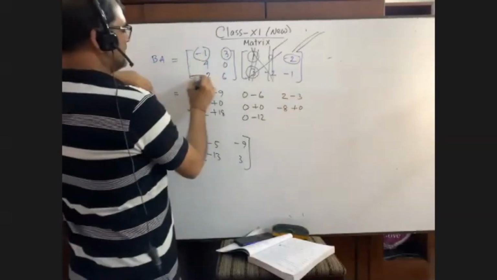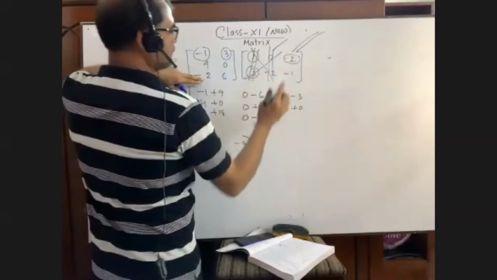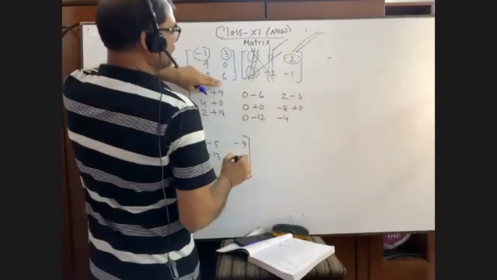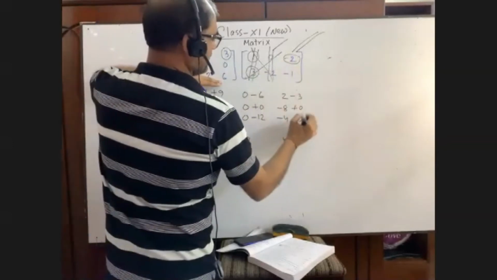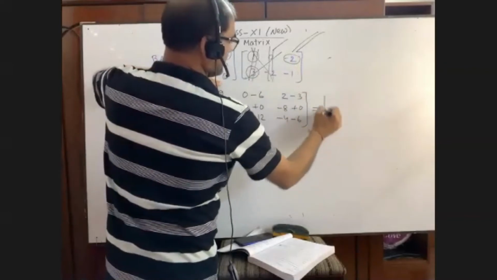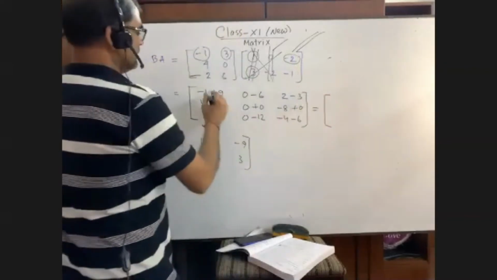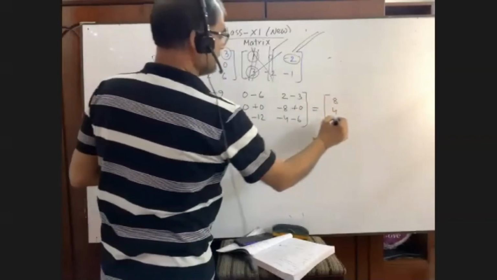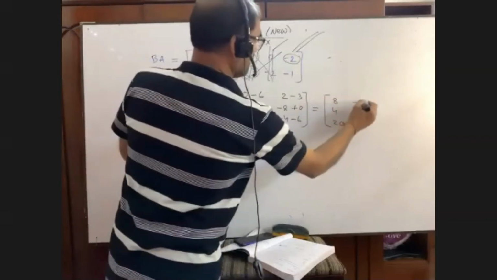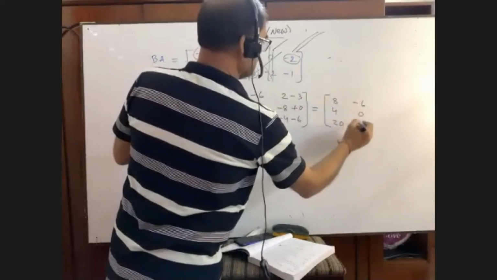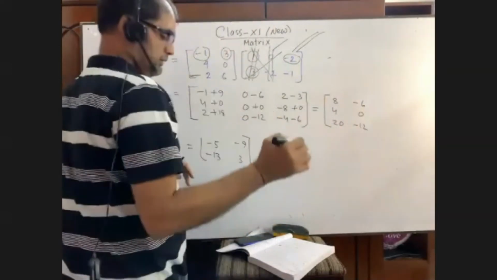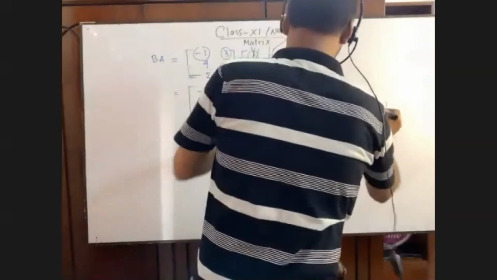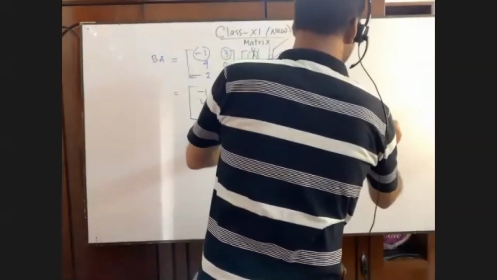Now go to the third. 2 into minus 2, that is minus 4. 6 into minus 1, that is minus 6. Now we are getting what? Let me know. Farhan Ishrak, is it okay? Yes, sir. Minus 6, 0, minus 12. This is minus 1. This is minus 8. And this is minus 10.